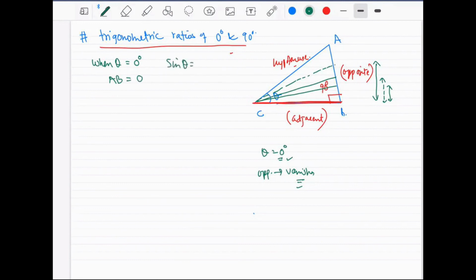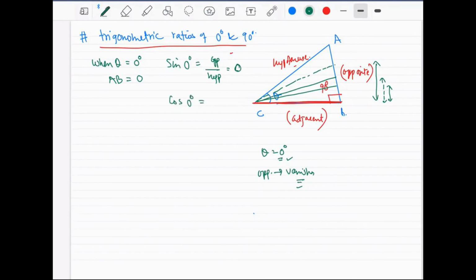What's the value of sine theta? Instead of theta, I'm taking the angle theta as 0. So instead of sine theta, I write sine 0 degree. The formula for sine is SOH: opposite by hypotenuse. Where is the opposite? AB. The hypotenuse is AC. The opposite side has turned into how much? 0, right? If the numerator is 0, 0 divided by some number will be 0. So the value of sine 0 degree is 0. What about cos?